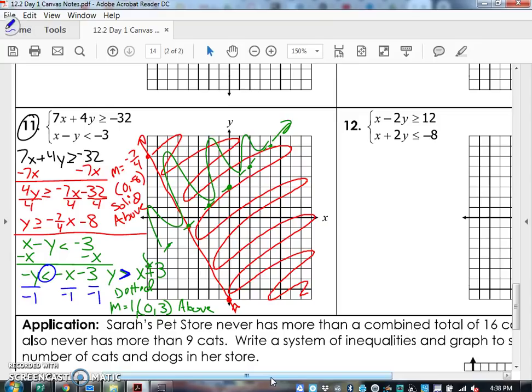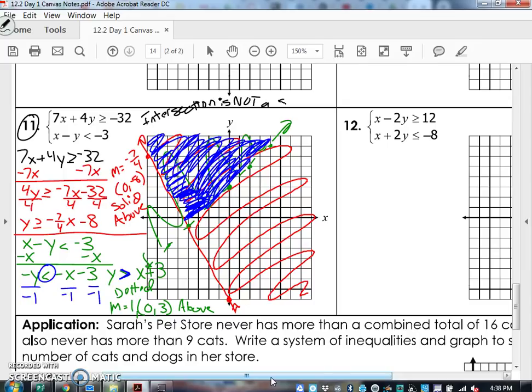My double shaded region, we'll do in blue, is where my answer will come from. Okay. The intersection is not a solution, and it's not a solution because this line is dotted. Dotted lines mean the intersection isn't a solution for a system of linear inequalities.